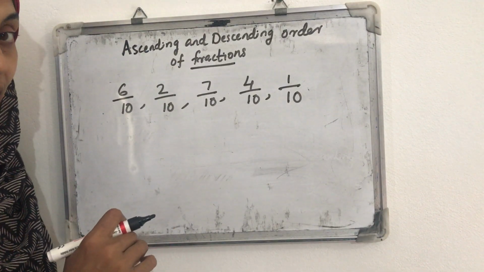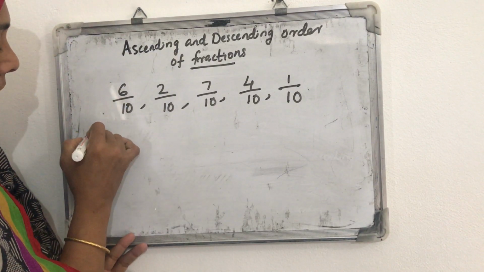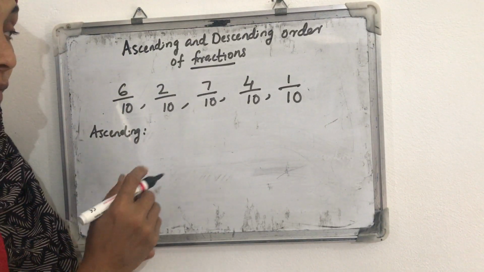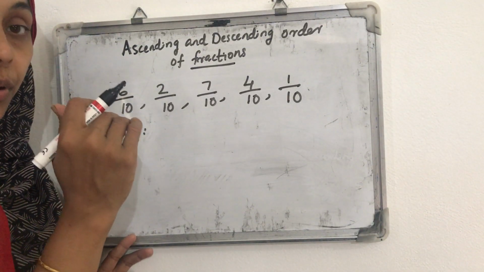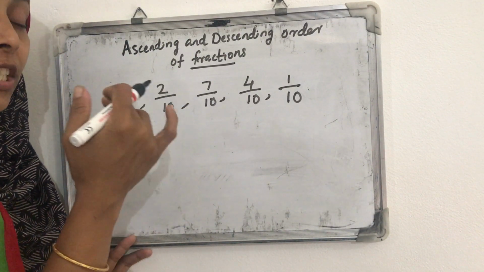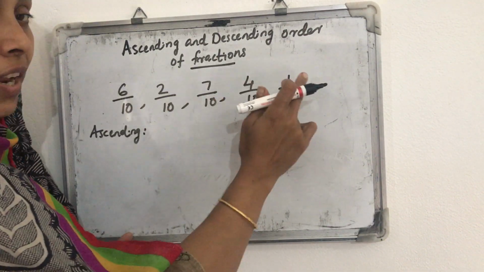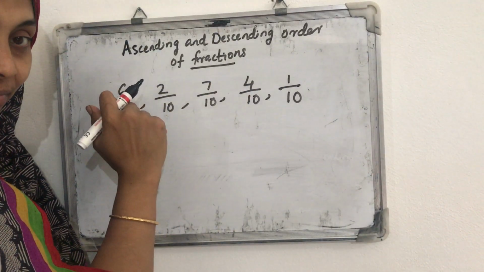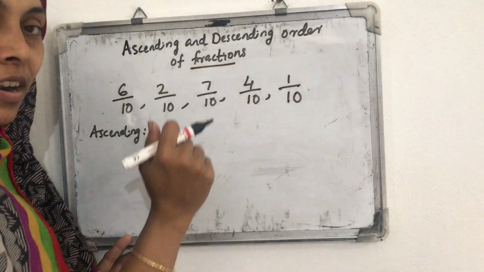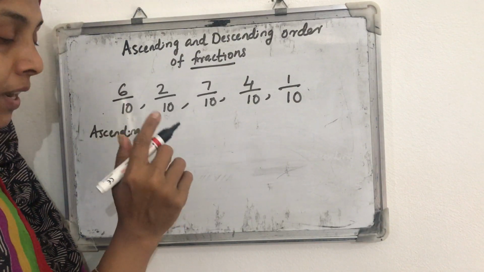Okay, like fractions we can compare very easily. So next, for writing in ascending order, we write the fractions from the smaller to the bigger. So first we want to write the smallest fraction. In this case, which will be the smallest fraction? Check the numerator. Which is the smallest numerator? 6, 2, 7, 4, 1. The smallest numerator is 1. So which will be the smallest fraction? 1 by 10. Okay, very easy.